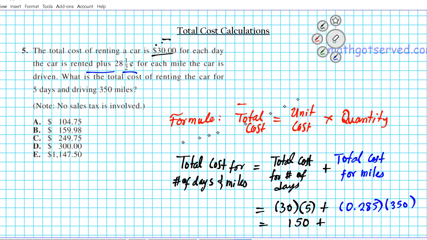But since we have the luxury of using our calculators, we can just plug this product into our calculators and determine what the answer is. Okay, so in this particular case, if we put in 0.285 times 350 in our calculator, we'll get 99.75. And then when you add it all up, you have 249.75 as your final answer. And the answer to number 5 is option letter C.